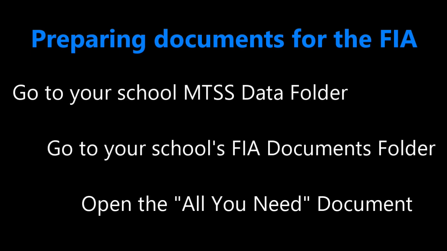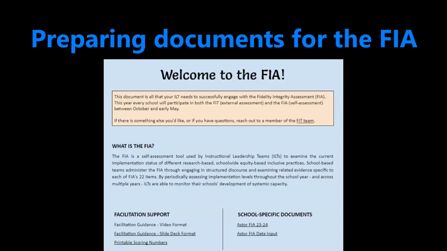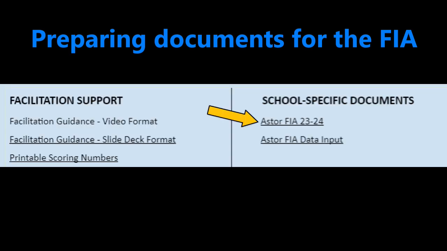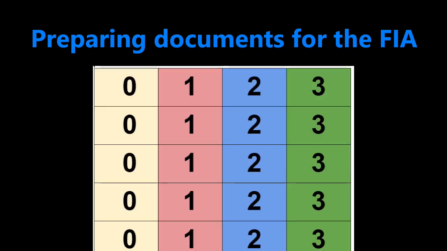In order to find important FIA documents, go to your school's MTSS folder, the FIA Documents folder, and then open the All You Need document. This is what it looks like. And in the lower section, you will find important links, including the FIA for this year and printable scoring numbers. These should be printed out and cut prior to the meeting.